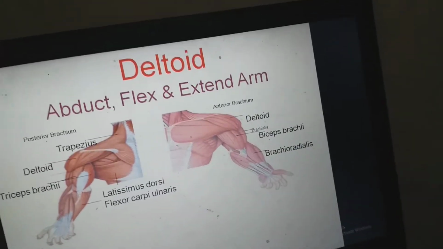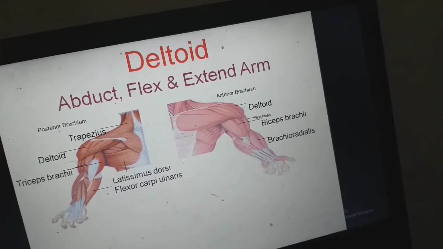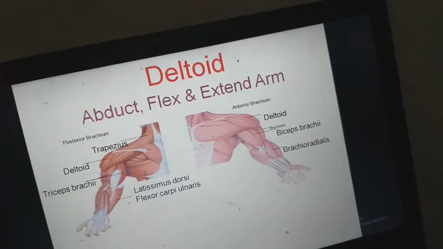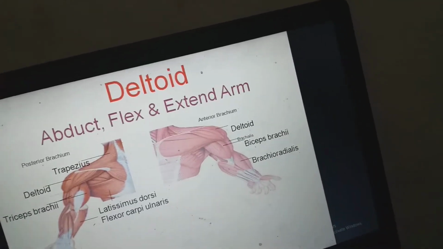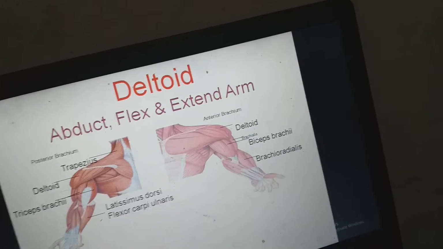Anteriorly, around the arm region, brachialis is there again. The other is coracobrachialis; there are three major ones. Posteriorly, two muscles: anconeus and triceps brachii are there.